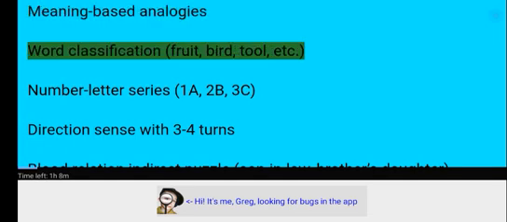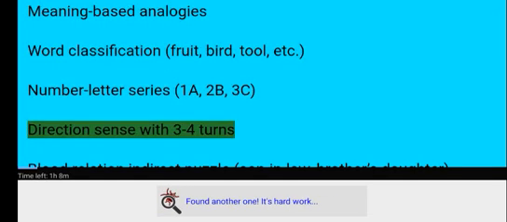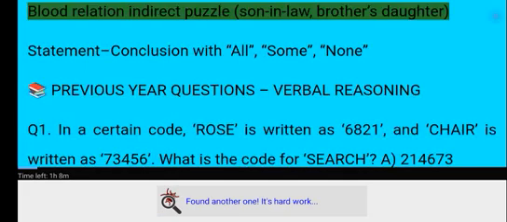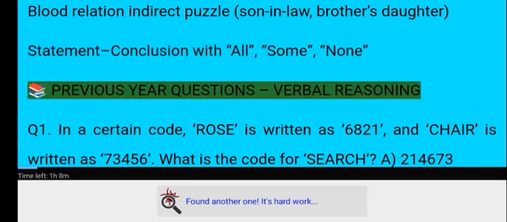Most repeated PYQ concepts in SSC exams: letter coding with plus 3 shift. Meaning-based analogies. Word classification: fruit, bird, tool, etc. Number-letter series, 1A, 2B, 3C. Direction sense with 3 to 4 turns. Blood relation indirect puzzles, son-in-law, brother's daughter. Statement conclusion with all, some, none. Now, previous year questions, verbal reasoning.